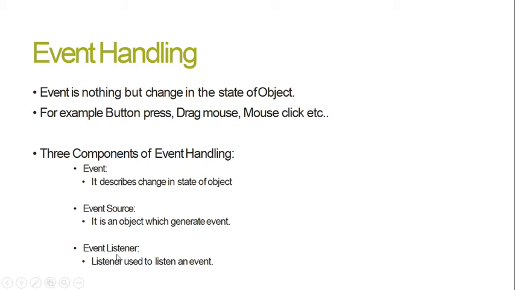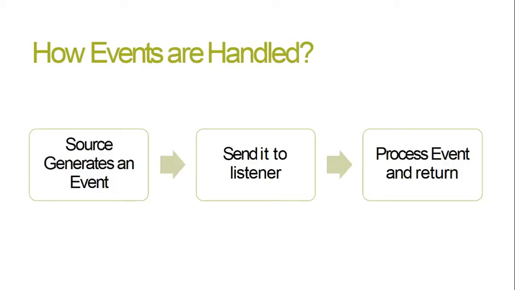And the third one is the event listener. Event listener is nothing but the interface or class which is used to listen to that event. So this is the basic idea of event handling. So how to handle this event? There are three easy steps you have to follow. First, the source generates the event. From that source, the event is sent to the particular listener, and that listener then processes that event and returns the response. So the source registers your event, sends it to the listener, and the listener processes that event. These are the basic steps of event handling.